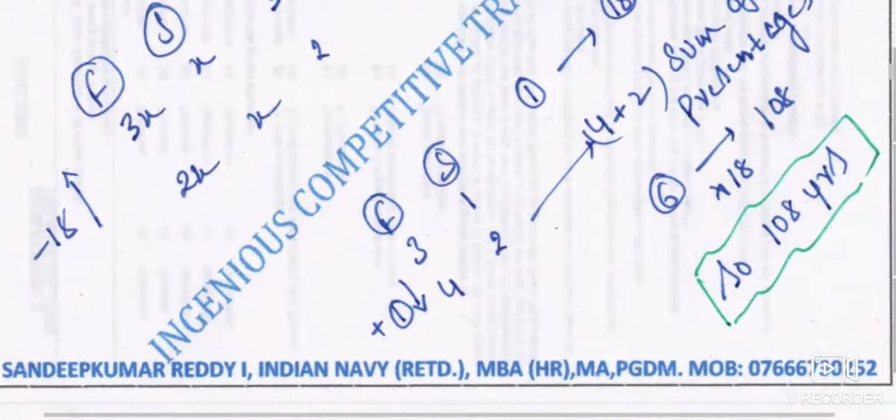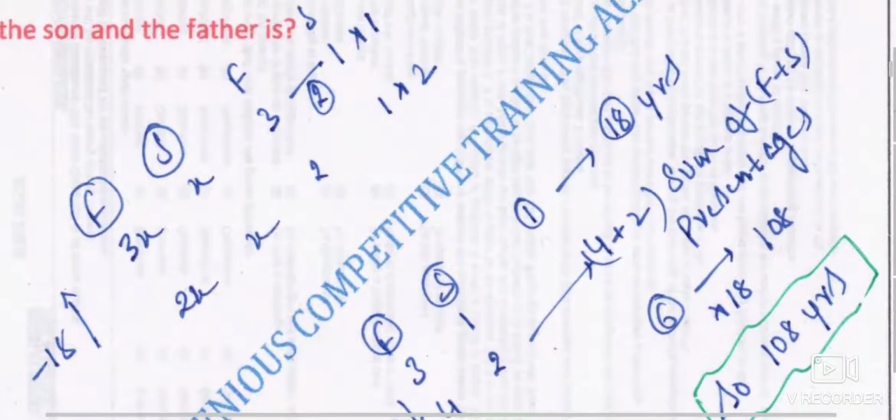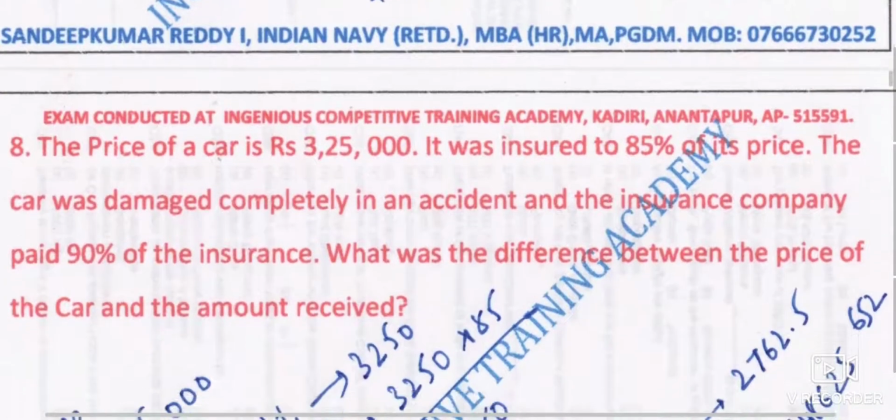So now the new ratio has come, that is 3:1 before, now it is 4:2. Whatever has been given, that 4 plus 2 is the sum of the present ages of the father and son. So now the total has become 6 into 18. So directly you will get 108 years as the total answer.